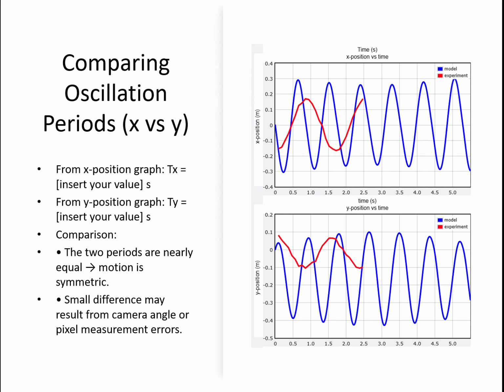So I estimated the oscillation period using both X and Y position data. From the X position graph, the period was about what you can see here, and from the Y position graph, the period was about 0.87 seconds. These two are close, confirming consistent oscillatory behavior in both directions.